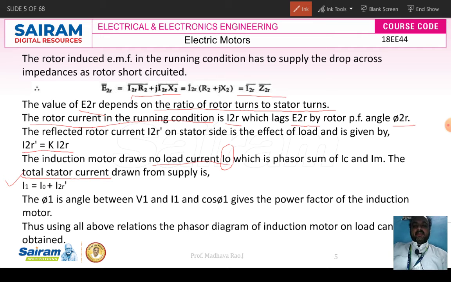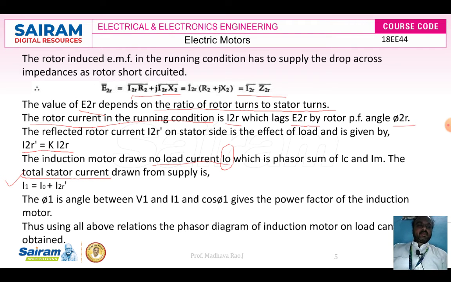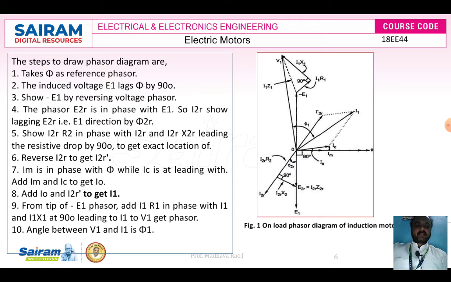Now phi 1 is the angle between V1 and I1, and cos phi 1 gives the power factor of the induction motor. So using all the above relations, the phasor diagram of the induction motor can be obtained. Right. So now we will see the steps to draw the phasor diagram. Here we have 10 steps, and using these 10 steps we are going to draw the phasor diagram.